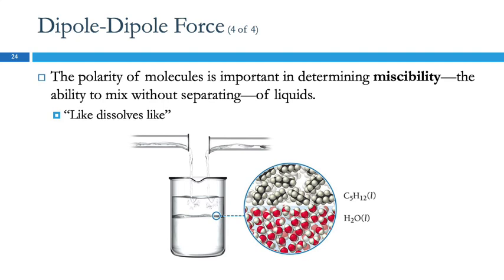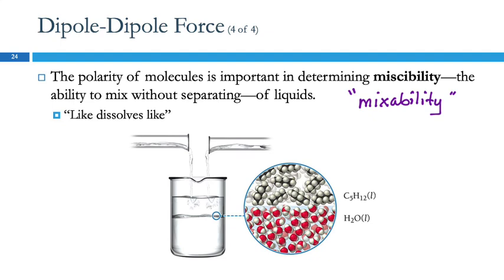Polarity of molecules is important in determining miscibility. So that might be a new word. It sounds a little bit to me like mixability, which is not a word, but would be easier to guess what it means, right? The ability to mix, right? So miscibility is the ability to mix without separating, and it's usually used in reference to liquids.